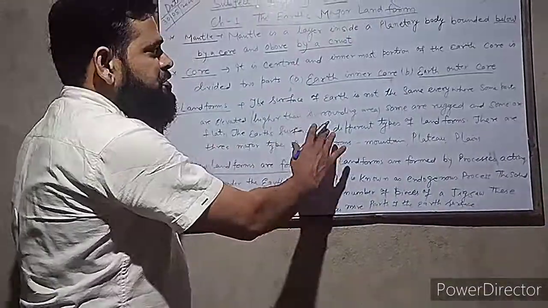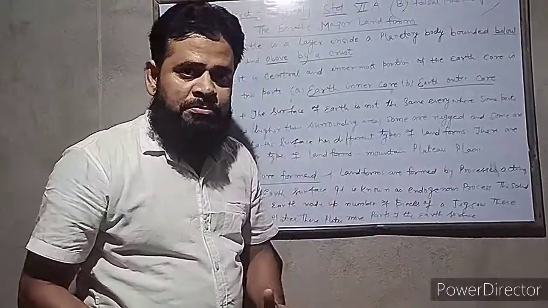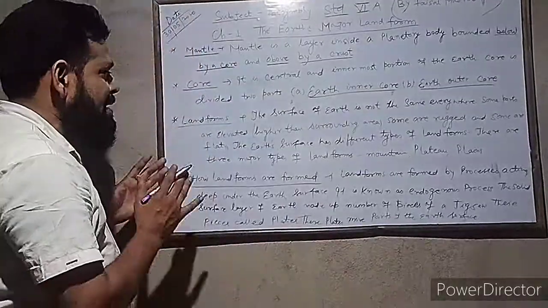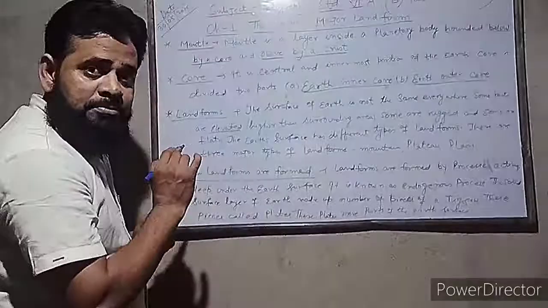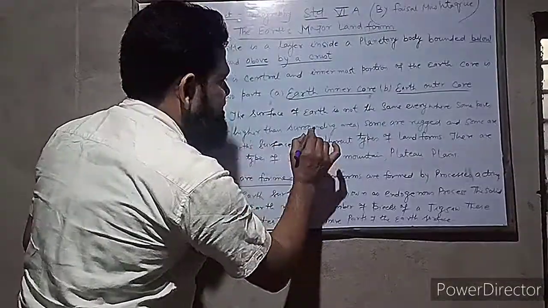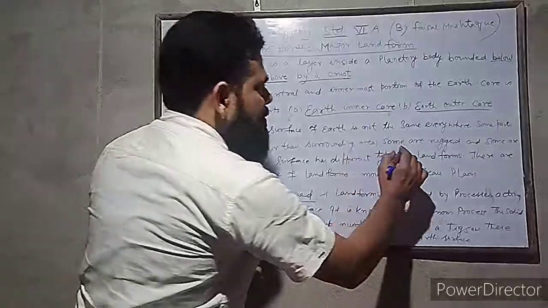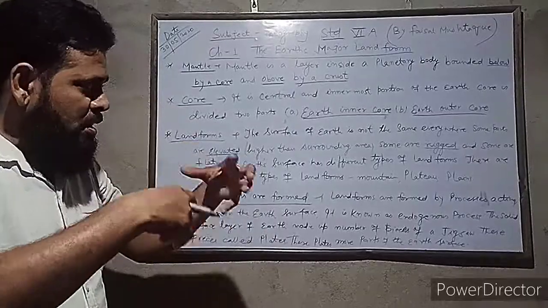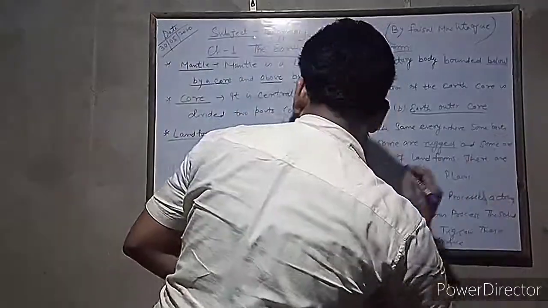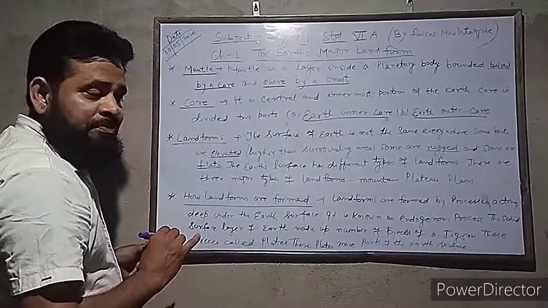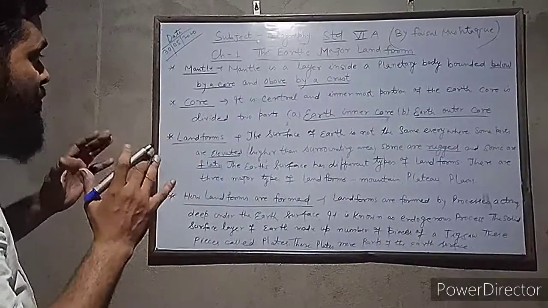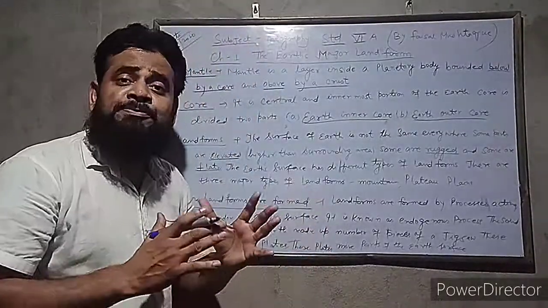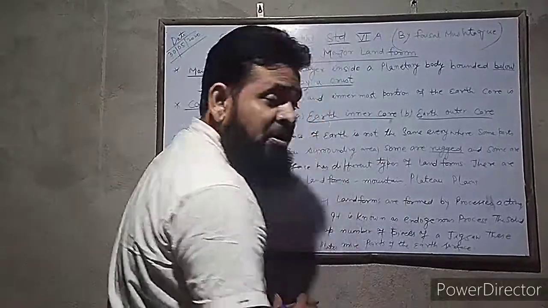So students, the next point is landforms. The surface of the earth is not the same everywhere. हर जगह एक समान surface of earth नहीं है. So some are elevated, higher than the surrounding area. Some are rugged, where the appearance or structure keeps changing, and some are flat. There are three different types of appearance. The earth's surface has different types of landforms.